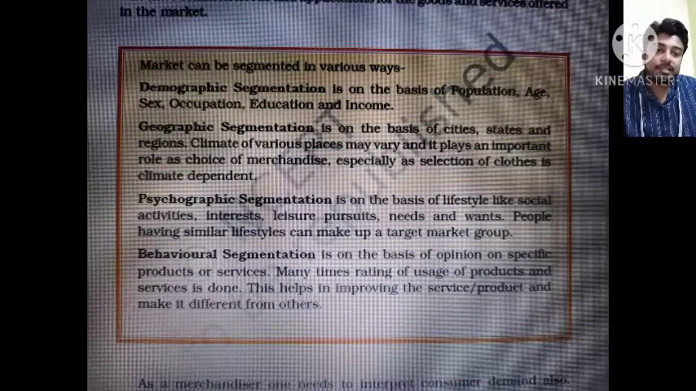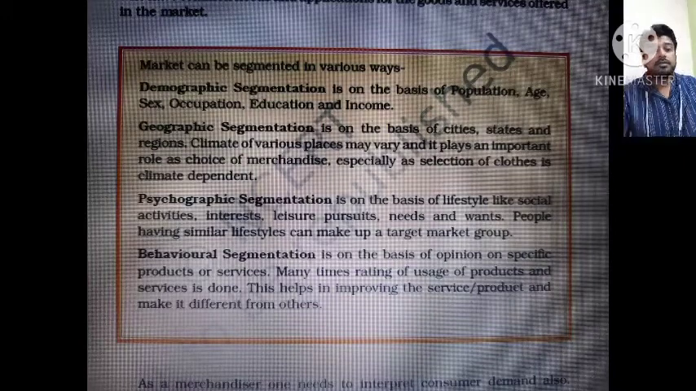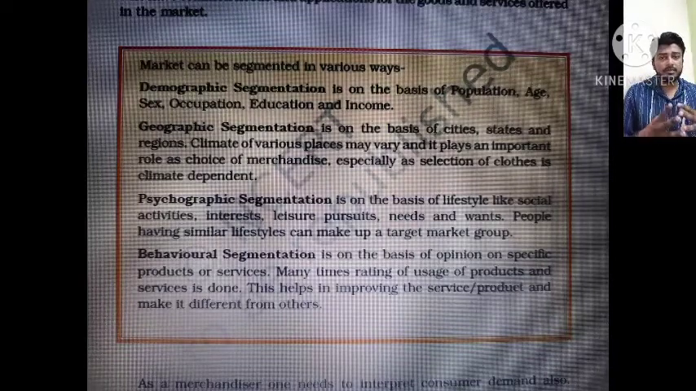Now number two is geographic segmentation. Geographic segmentation is done on the basis of cities, states and regions. The climate of various places may vary, and it plays an important role in the choice of merchandise, especially as the selection of clothes is climate dependent. You cannot wear summer clothes during the winter or winter clothes during the summer. So this is a very important thing, and for that they divide the geography on the basis of cities, states and regions.